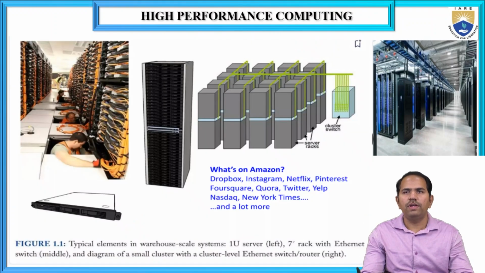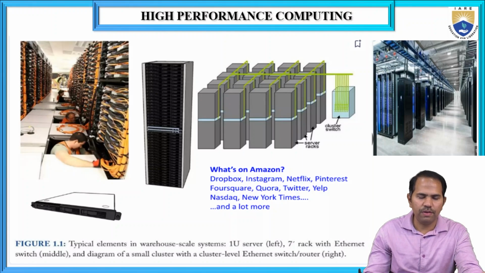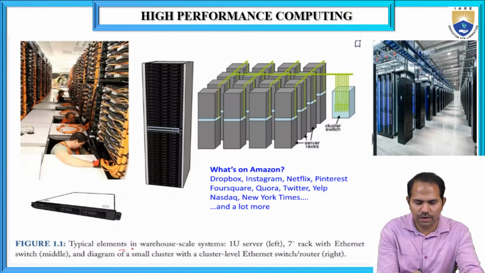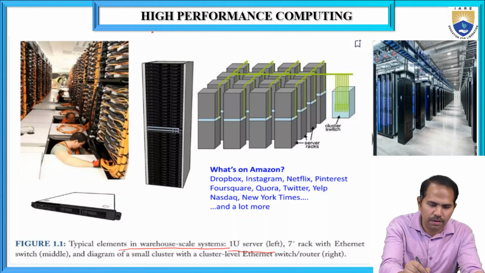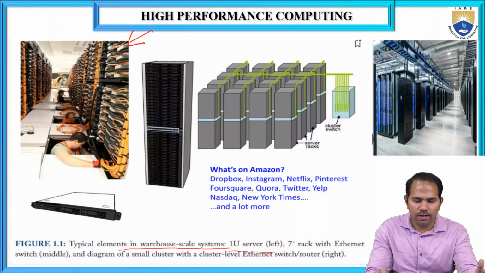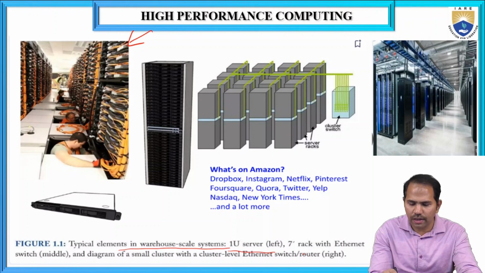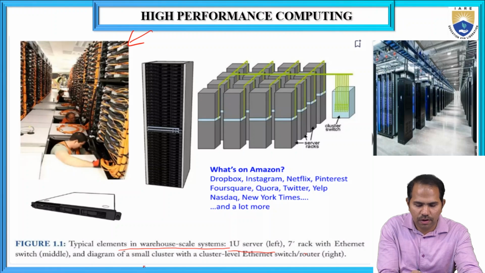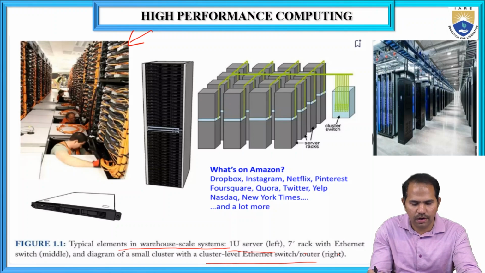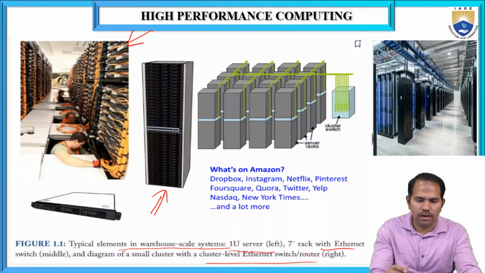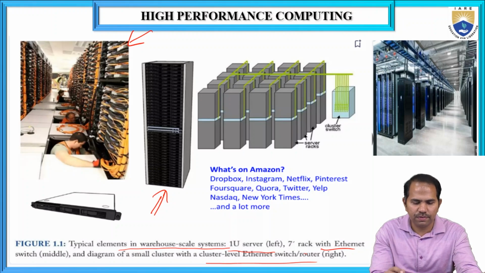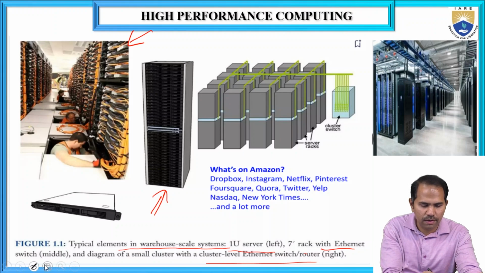Now observe here, from the left side, the typical elements in warehouse scale systems. One unit is a server. These are the servers we have to maintain. This diagram depicts a warehouse-scale, large-scale system. The second thing is a rack with Ethernet switches, a small cluster-level diagram with an Ethernet switch at the right. In the middle we observe a rack with Ethernet, providing Ethernet services for networking purposes.